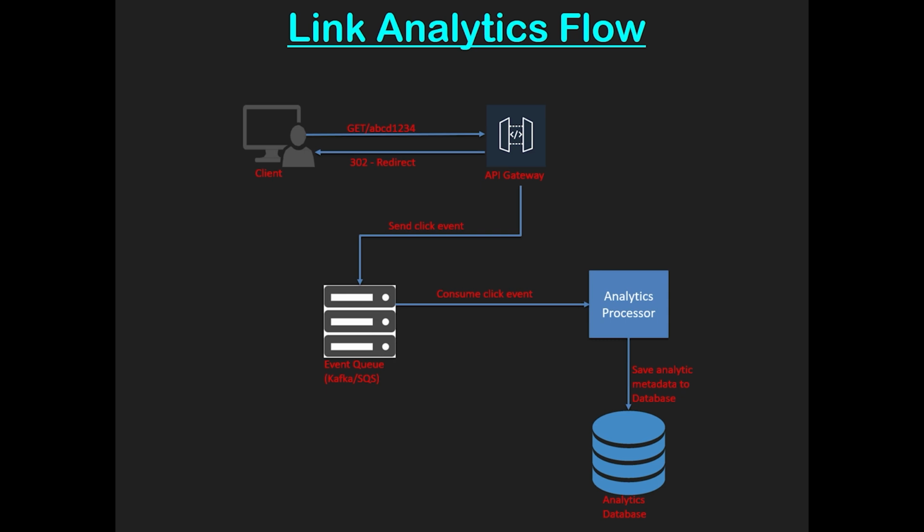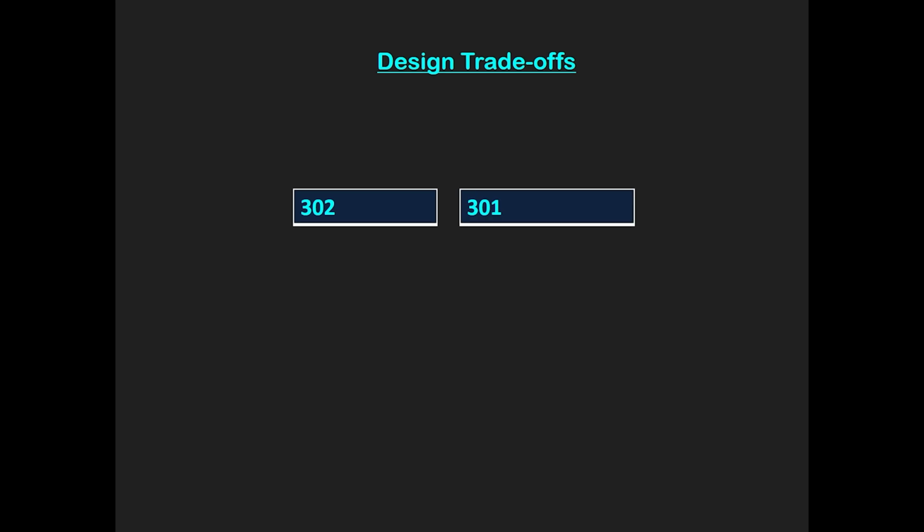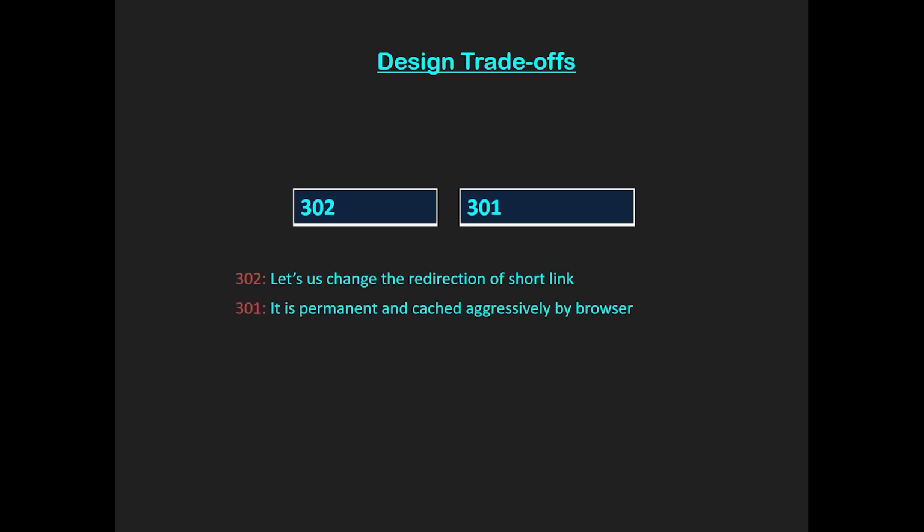Now, one of the most important parts of system design interviews is the design trade-offs. Okay, so let's see the design trade-offs. First, 302 versus 301. We have two redirections, 302 and 301. Okay, 302 lets us change where the short link goes later, because otherwise the browser will store it in the cache. Then 301 is permanent and cached aggressively by the browser, so you cannot change it.